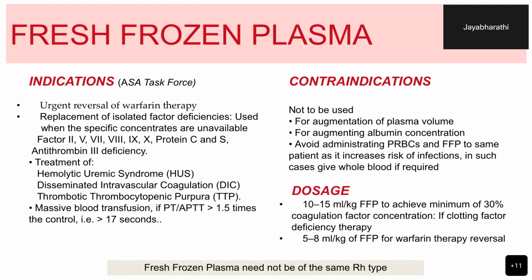Indications for FFP include urgent reversal of warfarin therapy, and replacement of isolated factor deficiencies where specific concentrates are unavailable, like factor 7, factor 5, factor 8, factors 9 and 10, protein C and S, antithrombin 3 deficiency, and treatment of hemolytic uremic syndrome, disseminated intravascular coagulation, thrombotic thrombocytopenic purpura, and massive blood transfusion if prothrombin time and APTT is more than 1.5 times the control.